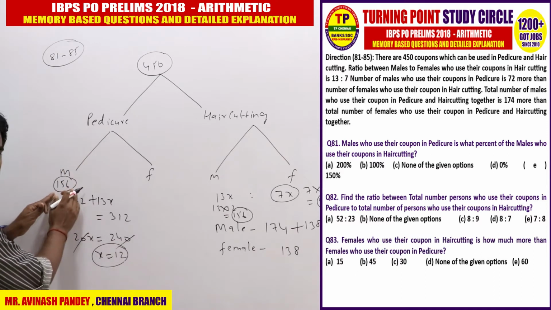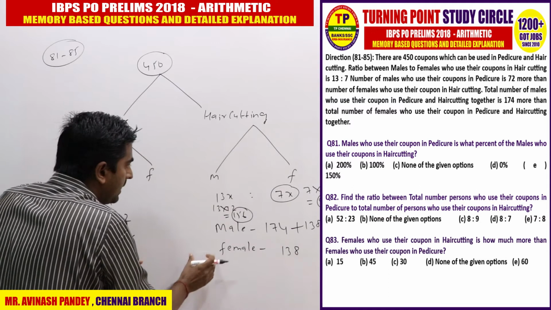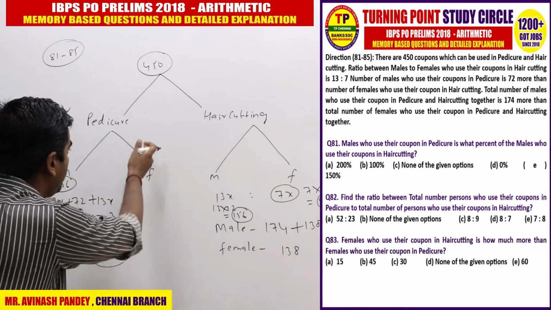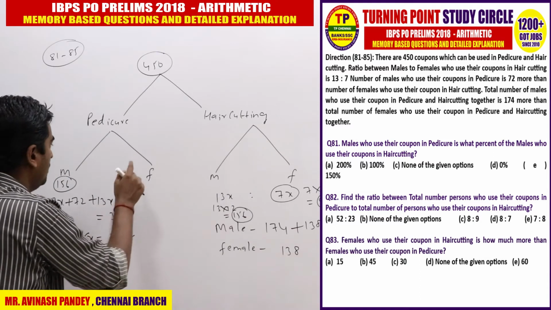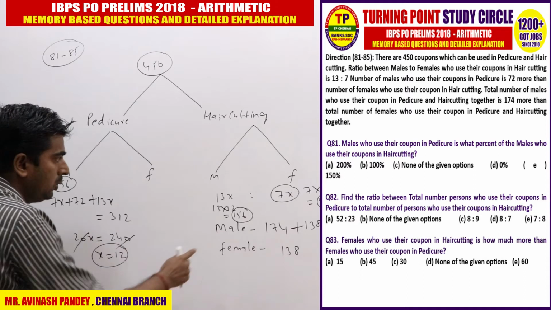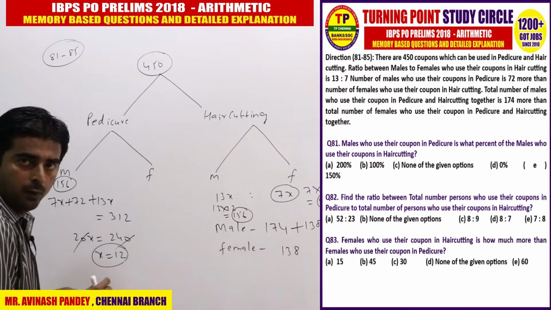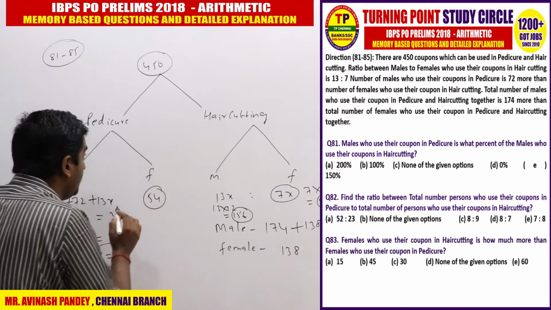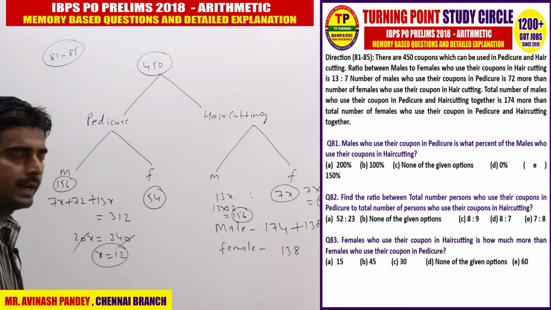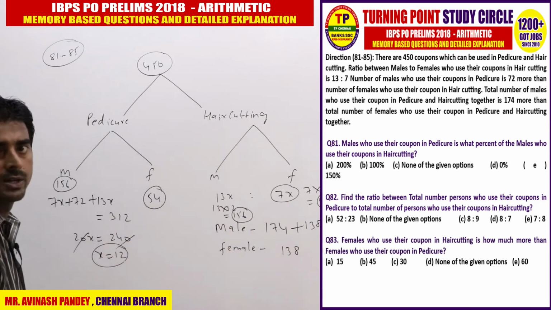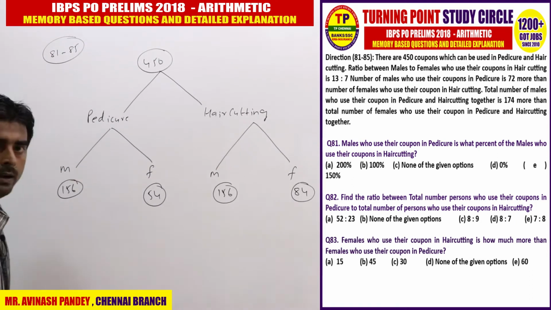So in pedicure, male I got 156, in hair cutting I got both, male is 156 and female is 84. Then what about female in pedicure? It is the difference only, right? So 156 plus 156 is nothing but how much? 312. 312 plus 84 is how much? 404. So the remaining part is how much? 54. So female in pedicure is nothing but 54, right? This is how we have got the table. Now we have to see the questions, right? So I got all the data here.